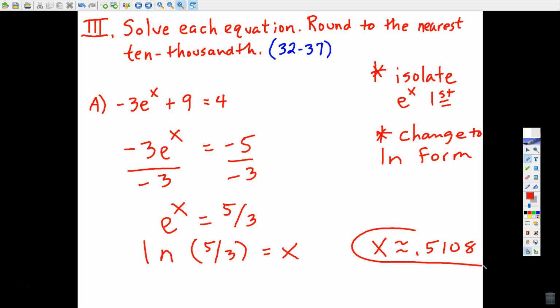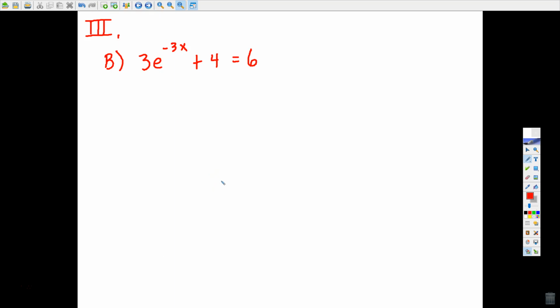Okay, so the big trick here is getting it to e to the power form, then it becomes easy. If you know how to change exponential to log, your calculator is going to do the rest of the work. Any questions? All right, let's try another one of those. Once again, your focus is isolating e to the power. So give me a first move here, Hannah.